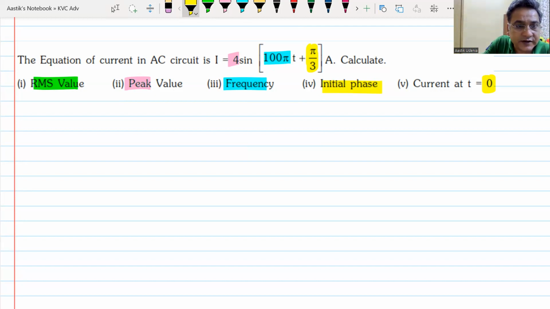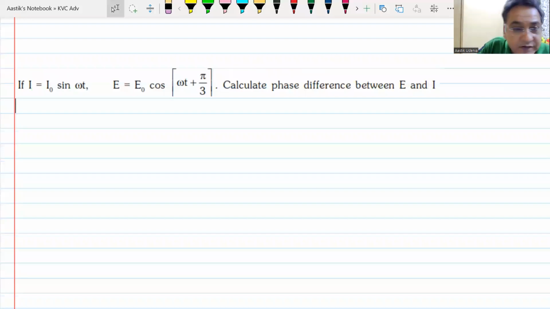Oops. What has happened here? Yes. Calculate the phase difference between current and voltage. I'll give you 2 minutes to give me the answer.